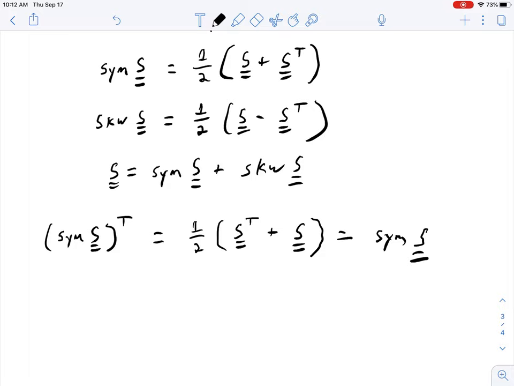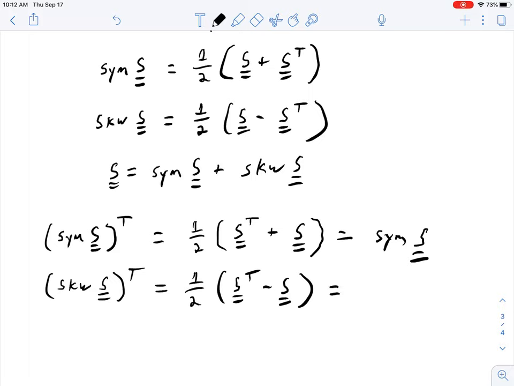And if we look at the transpose of skw S, that is equal to 1/2 (S transpose minus S), which is minus skw S.